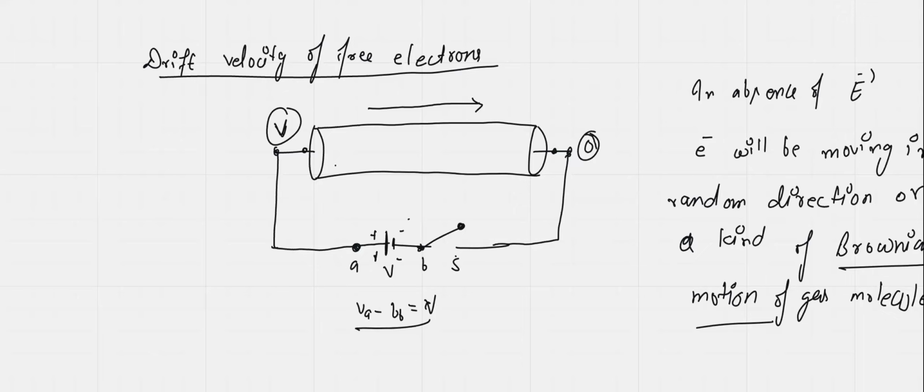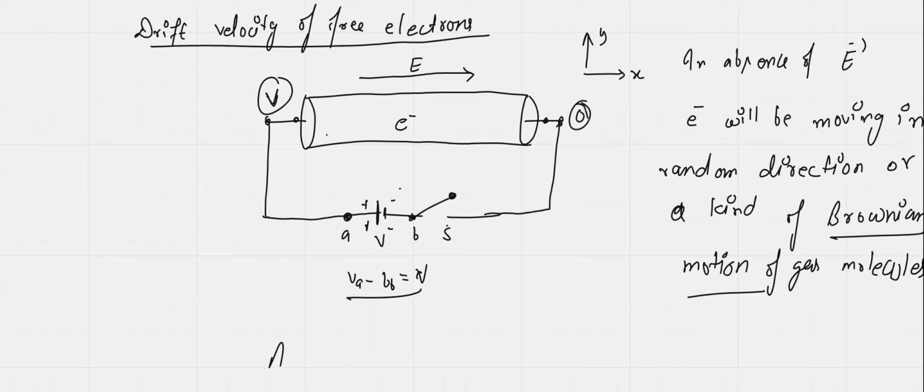Okay. So Keith, now just assume out of the lot of electrons which were moving in a random manner, I'm just picking up this electron. Keith, now what is the force on this electron due to this electric field? Okay, I'm saying this is y, this is x. Keith, just let me know what will be the direction of force on this electron.